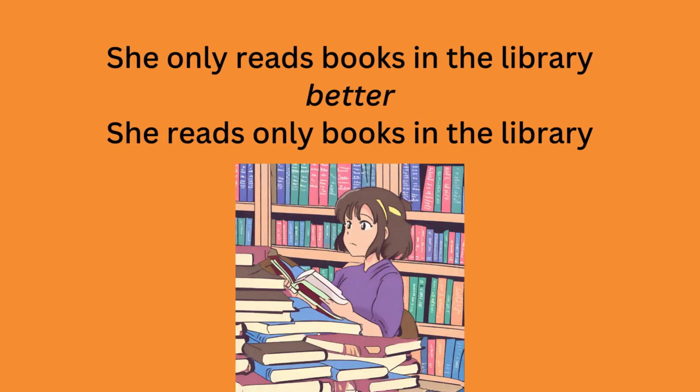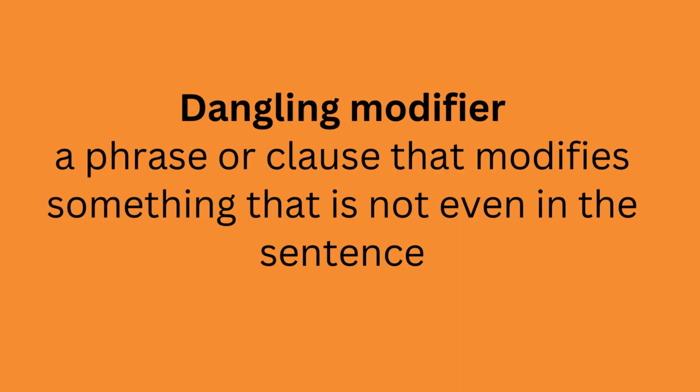She only reads books in the library. There we have a misplaced modifier. We know that she reads books, so she only reads when she is in the library, I guess. But it is perhaps better to say she reads only books in the library. So when she is in the library, she does not read newspapers or magazines. She reads only books when she is in the library.